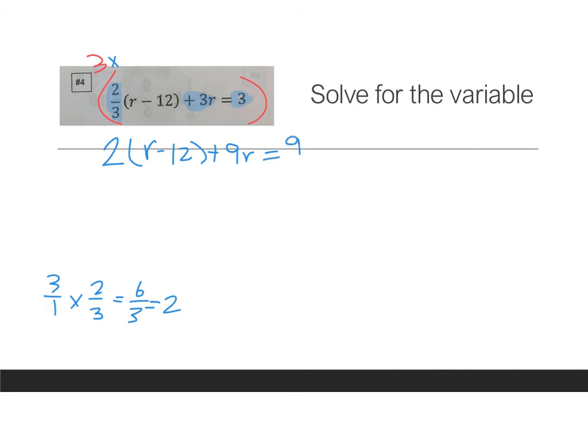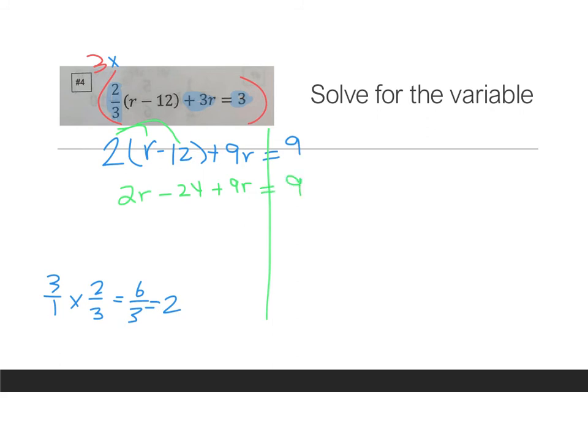All right, so now that I've multiplied everything that I can by that least common denominator, which was 3, I can solve, or not solve yet. I still got to keep simplifying. So look on the side that has my variable. I need to distribute now. So I need to do 2 times r, which is 2r. And then I'm going to do 2 times 12, which is 24, so minus 24, and then plus 9r, because that wasn't in the parentheses, and then bring down my equals 9.